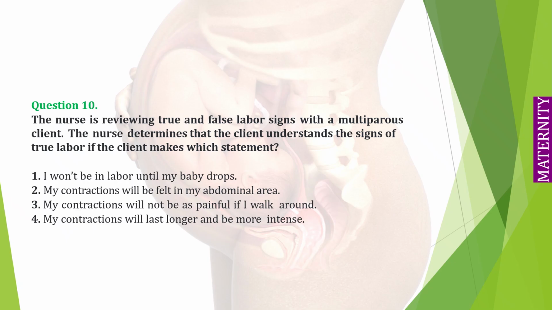Question 10. The nurse is reviewing true and false labor signs with a multiparous client. The nurse determines that the client understands the signs of true labor if the client makes which statement? 1. I won't be in labor until my baby drops. 2. My contractions will be felt in my abdominal area. 3. My contractions will not be as painful if I walk around. 4. My contractions will last longer and be more intense.